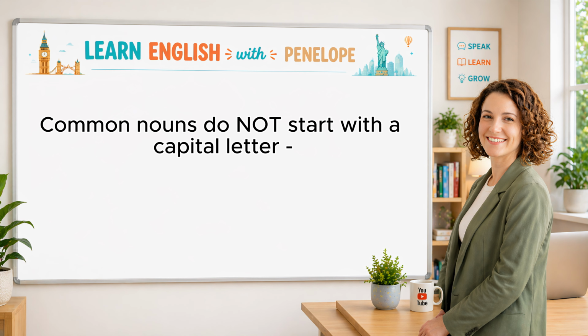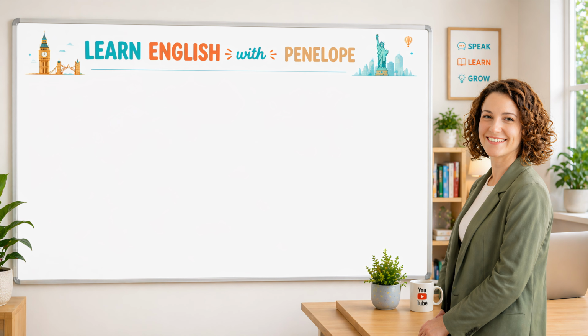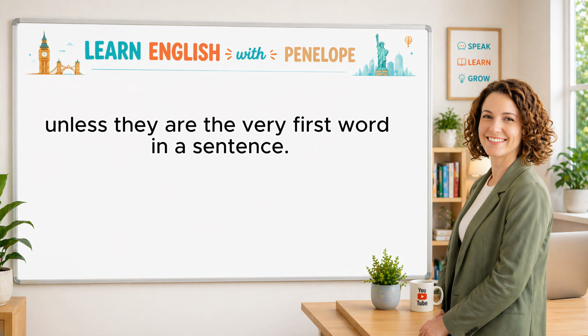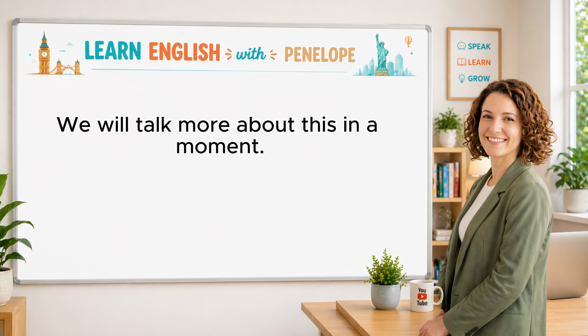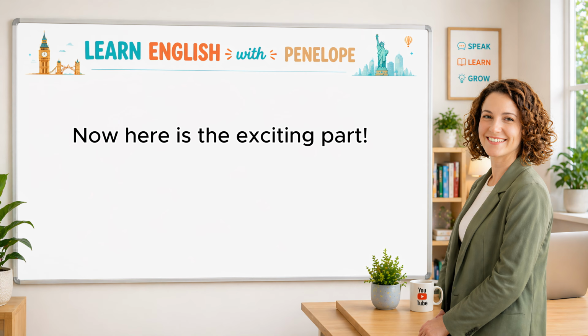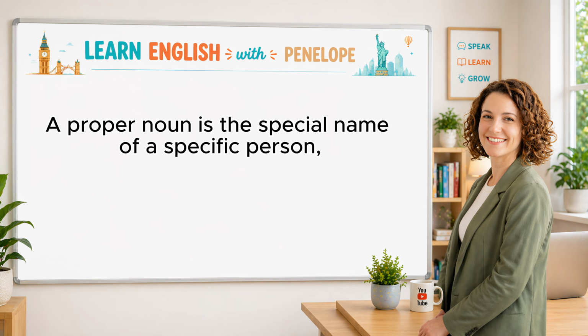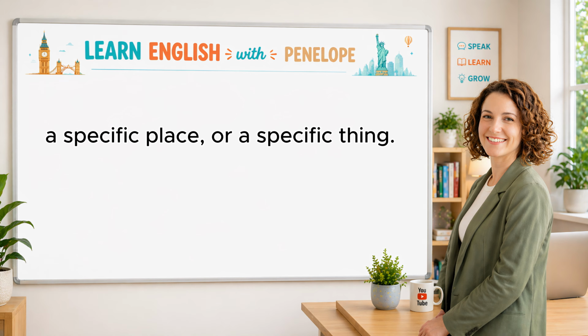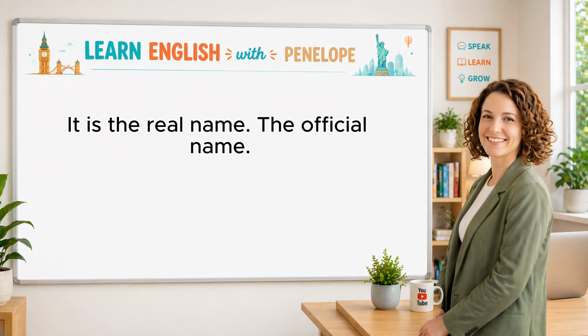Common nouns do not start with a capital letter, unless they are the very first word in a sentence. We will talk more about this in a moment. Just keep that in mind. Now here is the exciting part. A proper noun is the special name of a specific person, a specific place, or a specific thing. It is the real name, the official name.